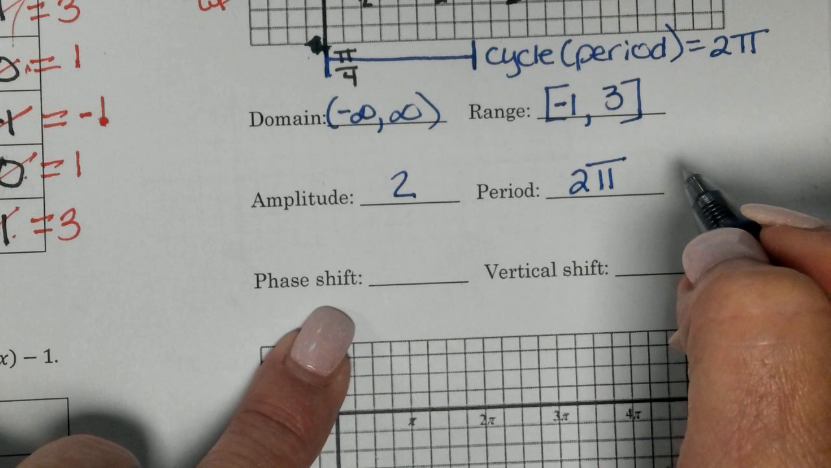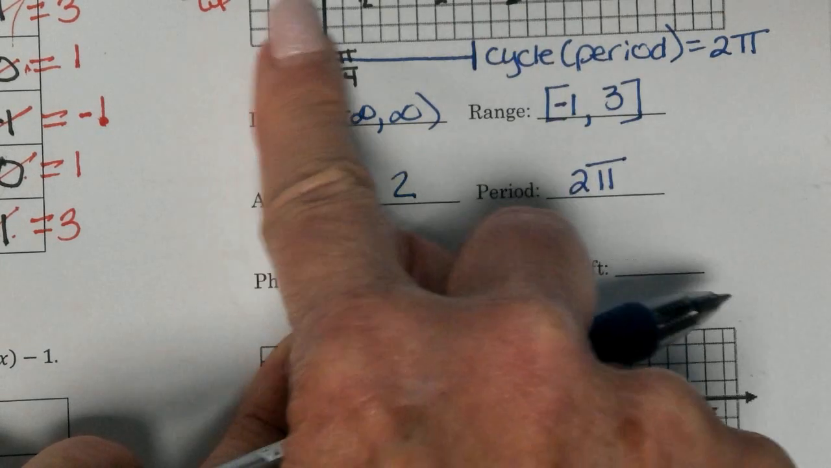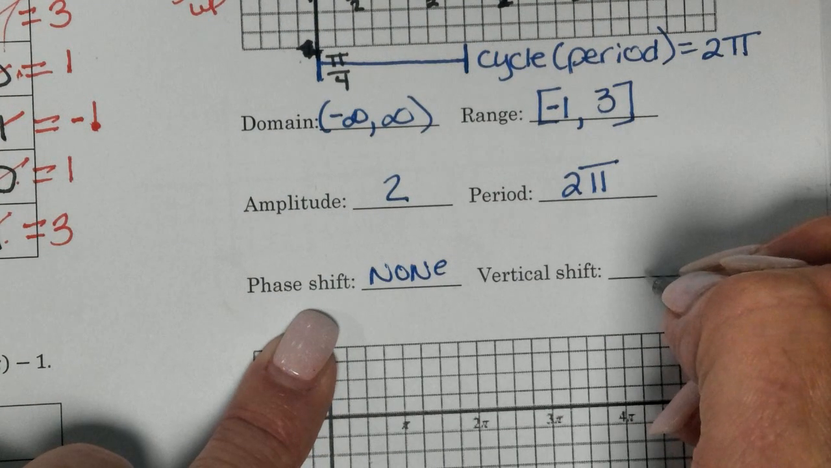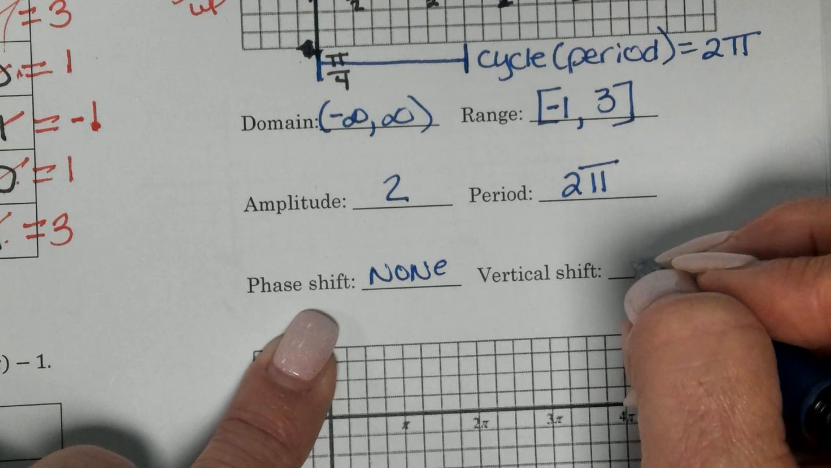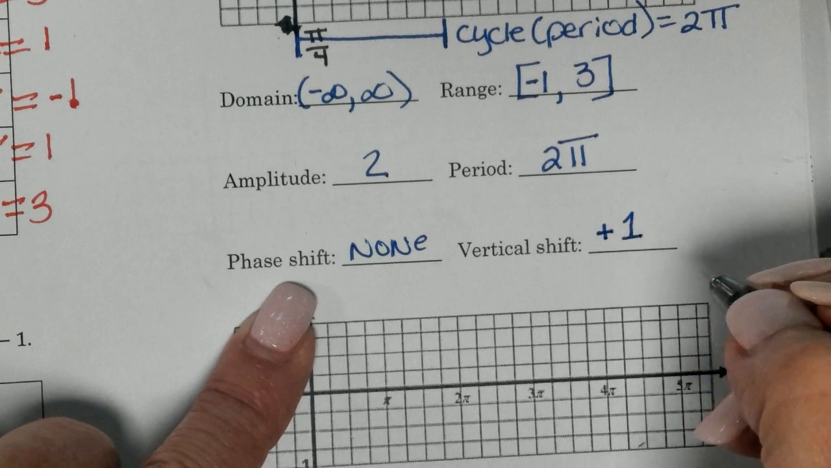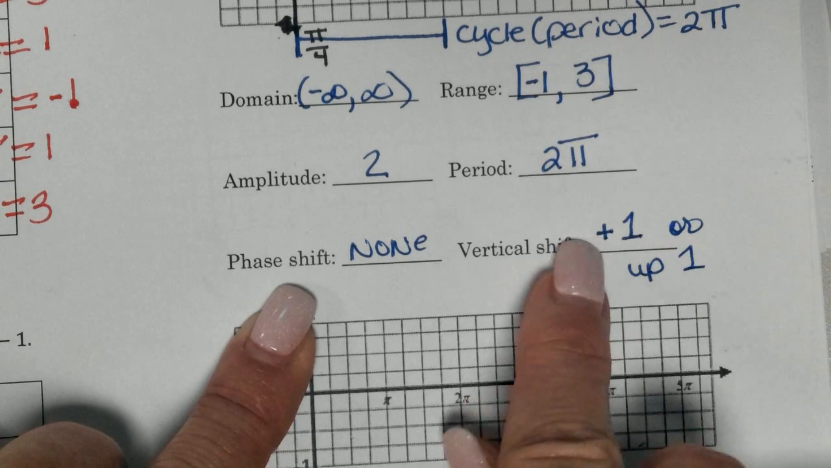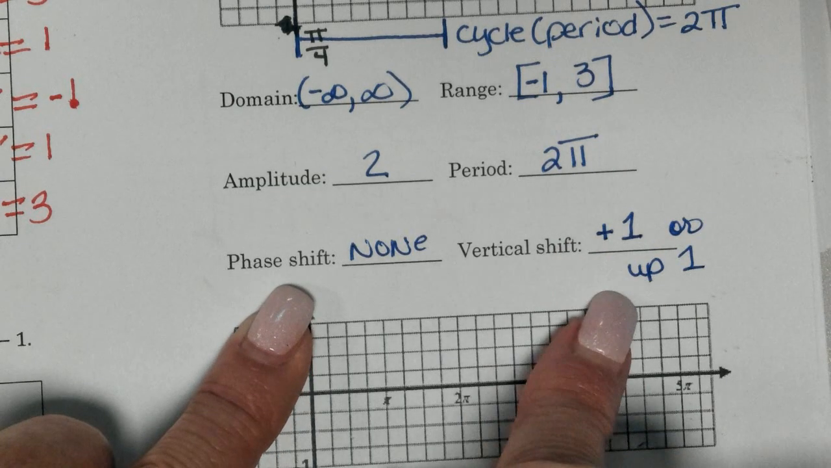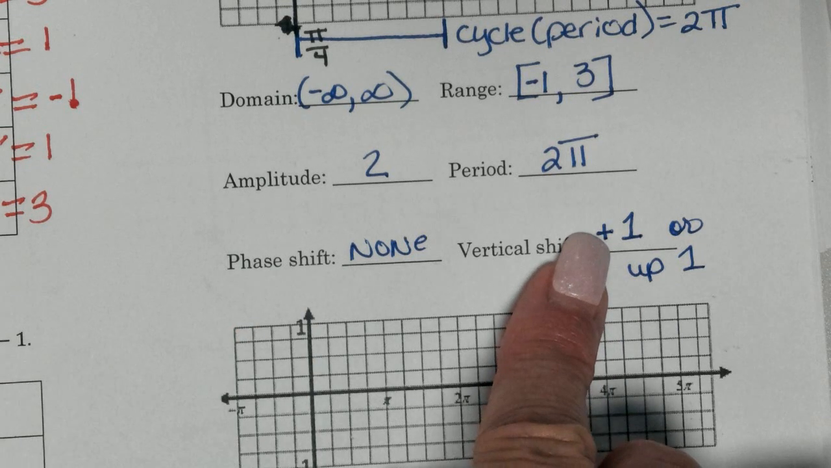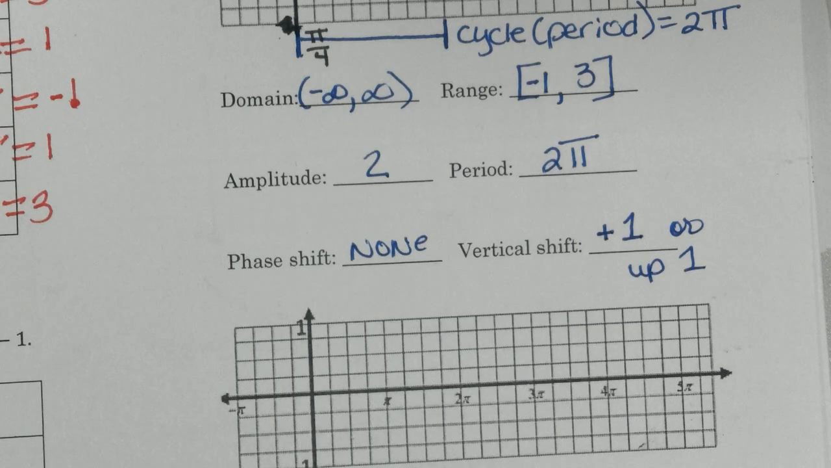The phase shift, that is none. We didn't shift it left or right. We did shift vertically, and we went up 1. So you either need to put +1 or up 1. But you absolutely have to give me the direction. Okay? You have to give me the direction, or I have to count off points on a test, because you'll be asked these types of questions.